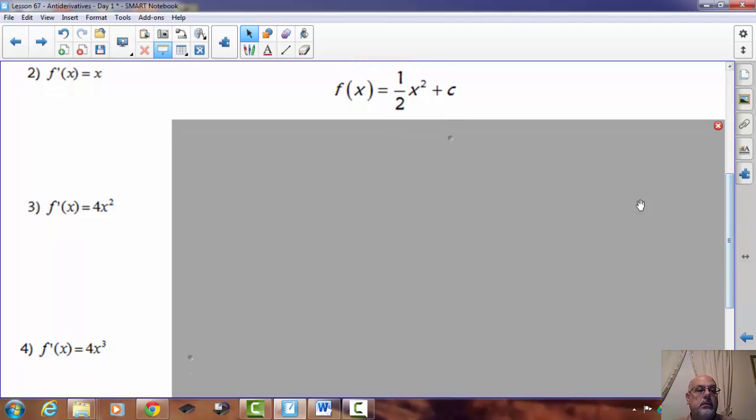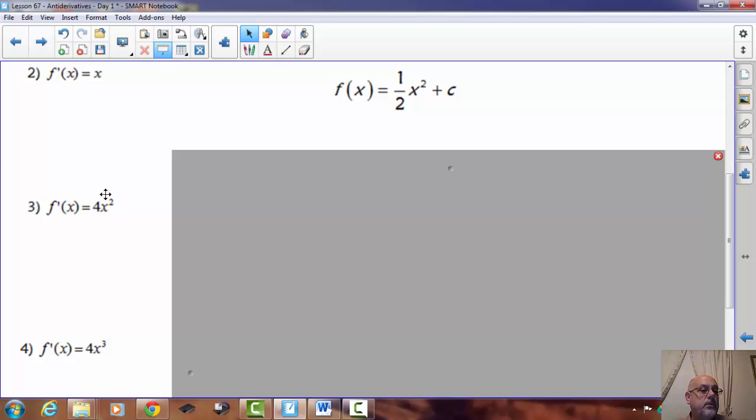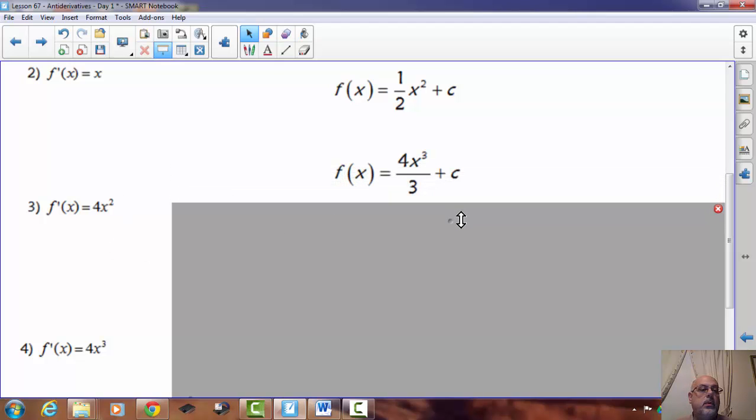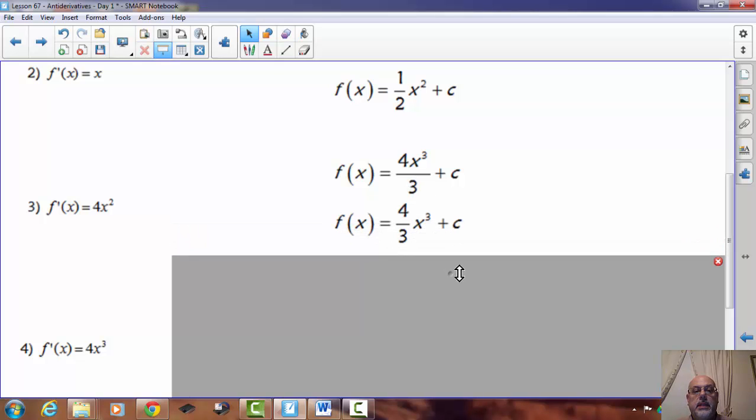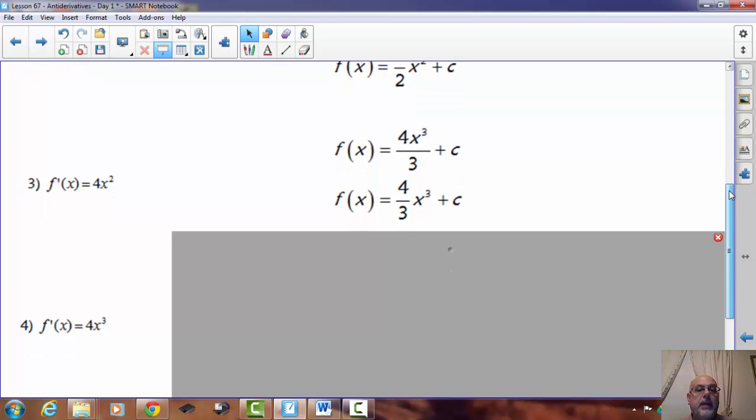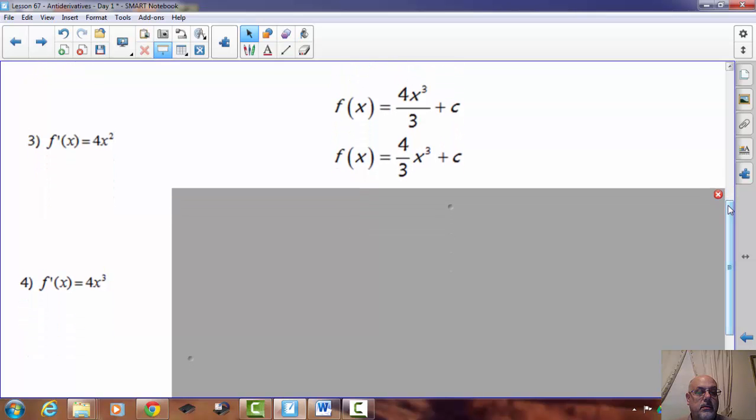So now, look at this, big time. We have an exponent of 2, 4x squared. So the exponent of 2 becomes a 3. Then we divide by 3. So we wind up with 4x cubed over 3 plus 8. And we clean that up a little bit. It's 4/3 x cubed plus 8. Okay. Hopefully right now everybody's seeing the pattern.